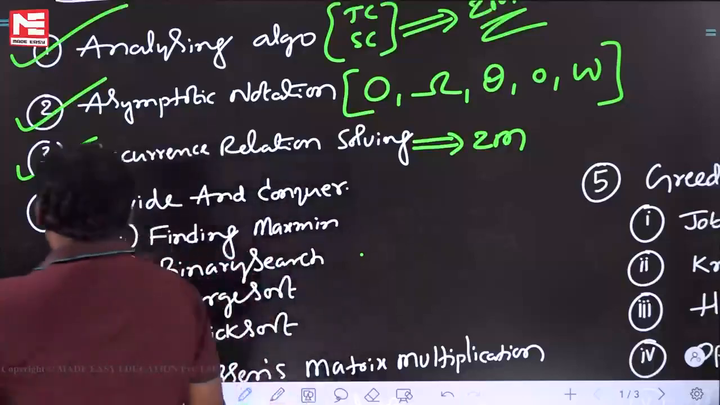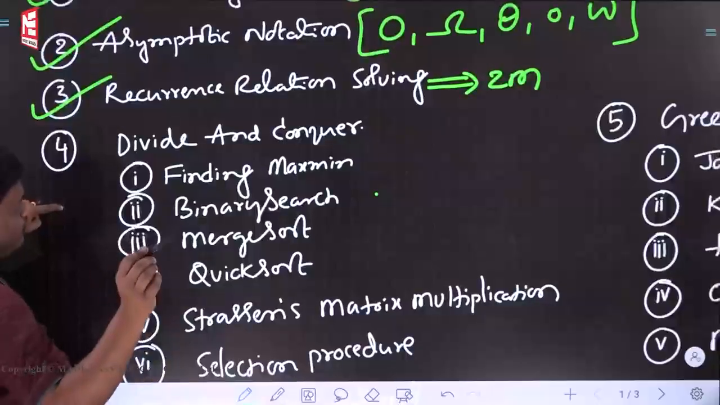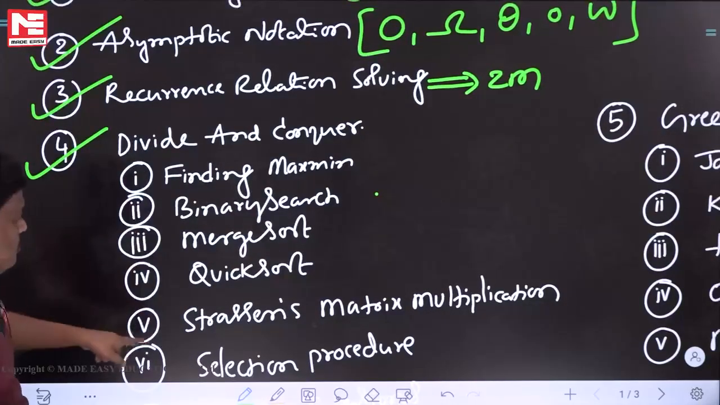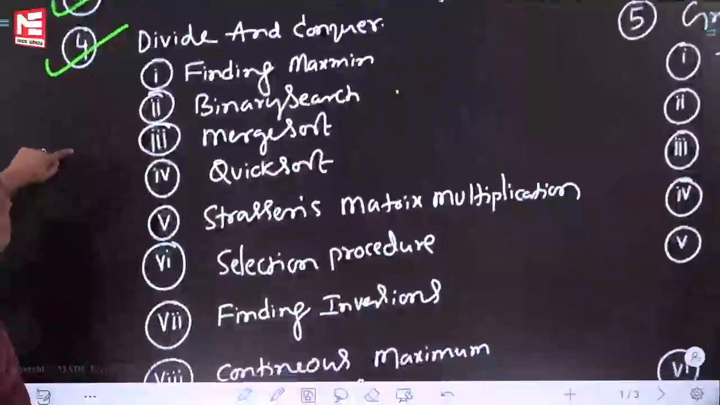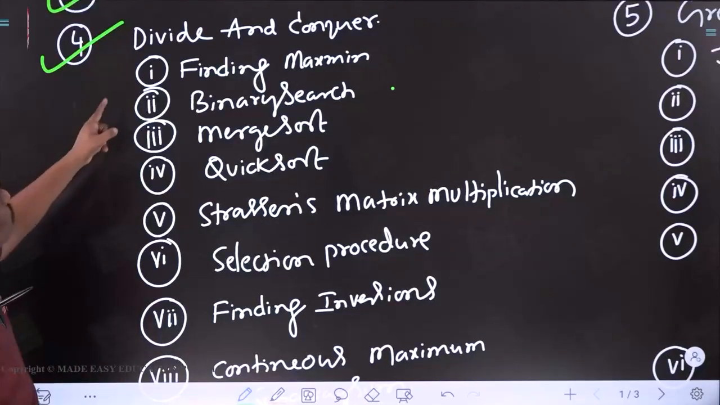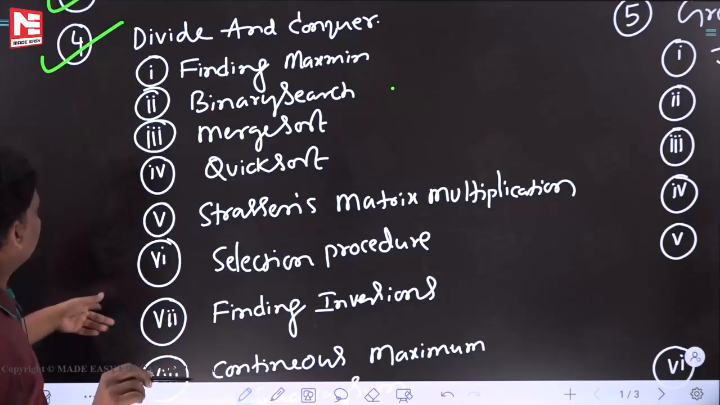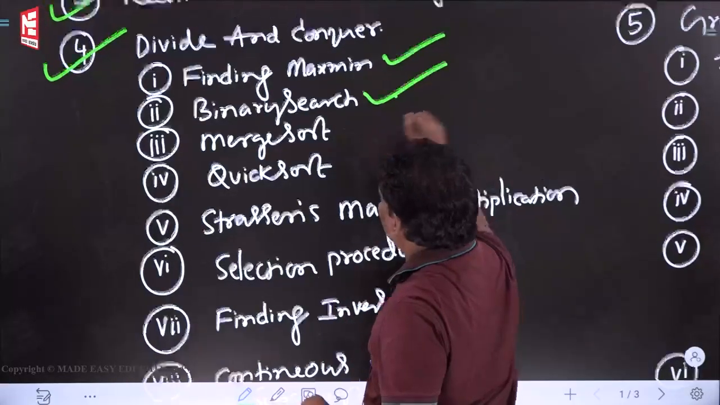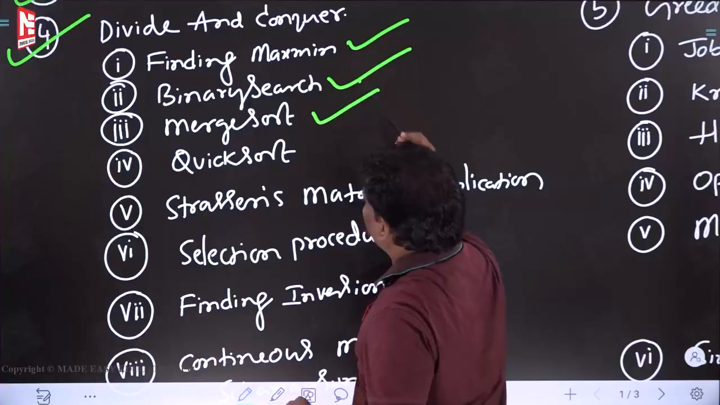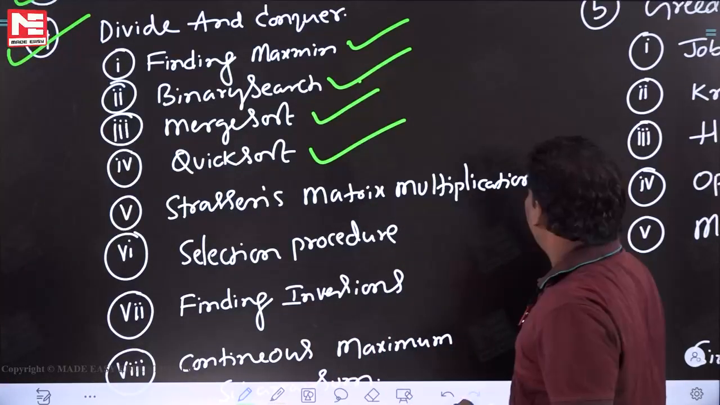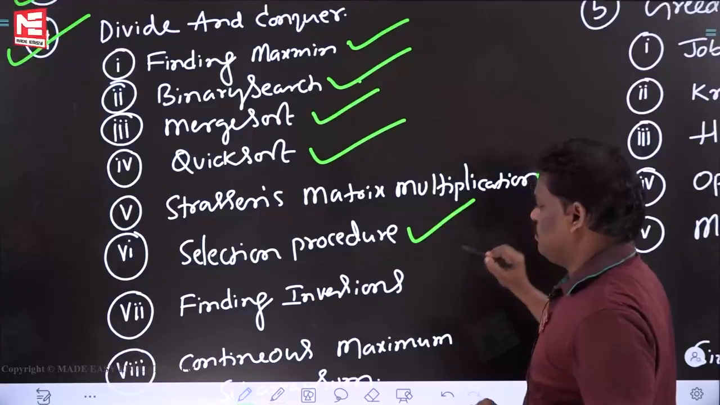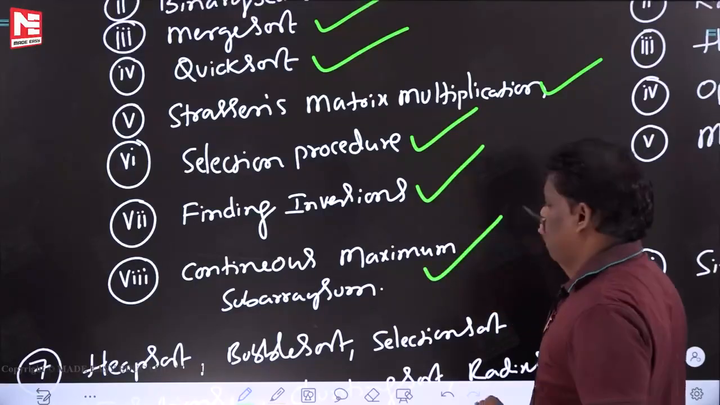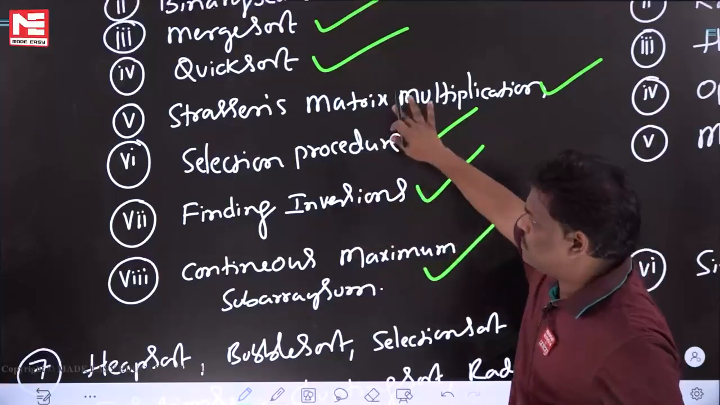Fine. Next one. Designing technique. One of the designing techniques is divide and conquer. This is one of the designing techniques. To design an algorithm, one of the models is divide and conquer. So, what is the first one? Finding max min. Next one, binary search. Next one, merge sort. Next one, quick sort. Next one, Strassen's matrix multiplication. Next one, selection procedure. Finding inversions. Continuous maximum subarray sum. Total, I think 8 applications.